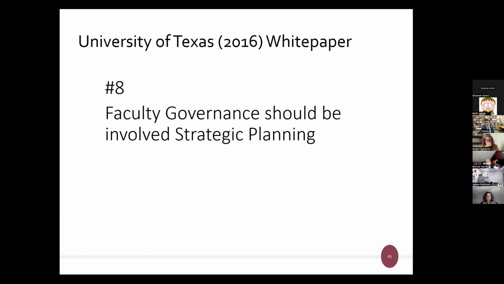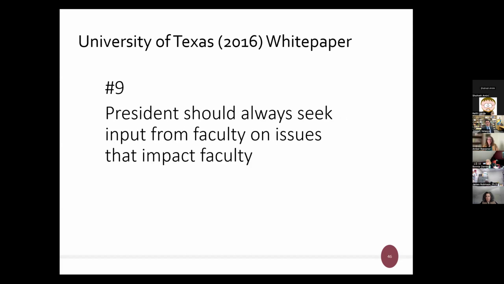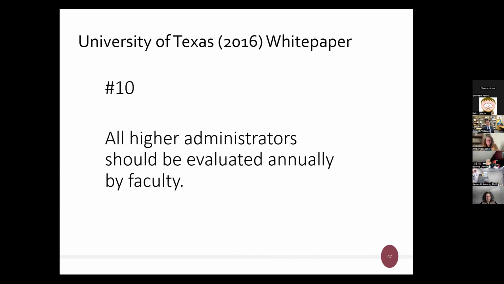Number 8, faculty governance should be involved in strategic planning. Number 9, the president should always seek input from faculty on issues that impact faculty. Number 10, all higher administrators should be evaluated annually by faculty. So not necessarily, we do a lot of reports that show that chairs and deans are evaluated. They should be evaluated, but upper administrators should be evaluated by faculty.